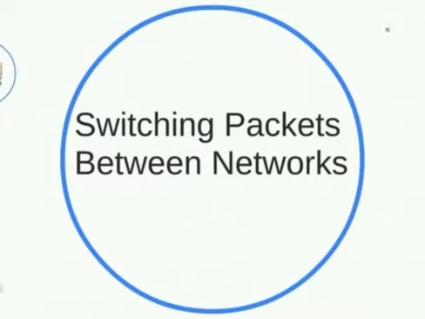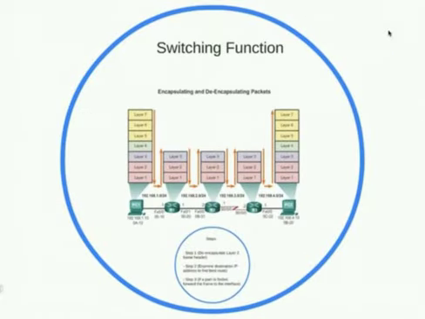Switching packets between networks. First, we will see the switching function. That is the process where the router accepts a packet on one interface. This switching is completely different from switching of layer 2.